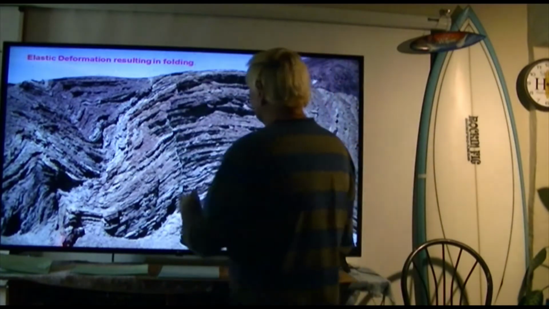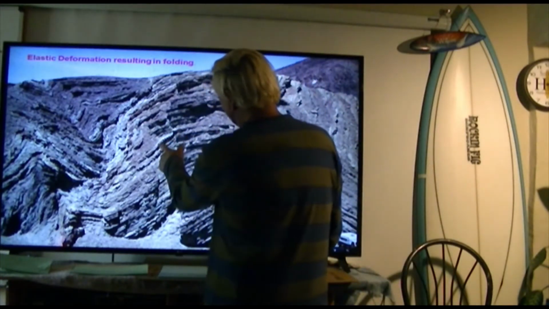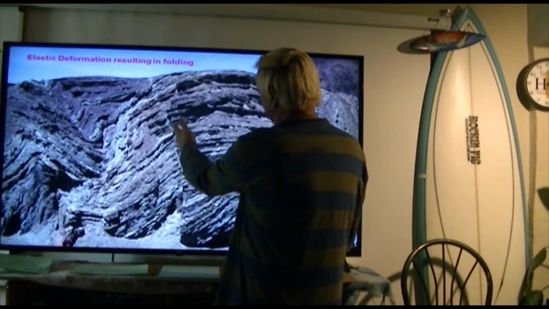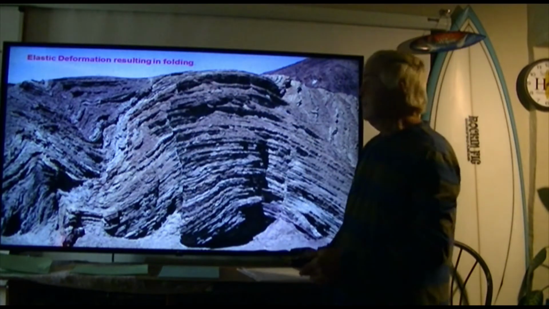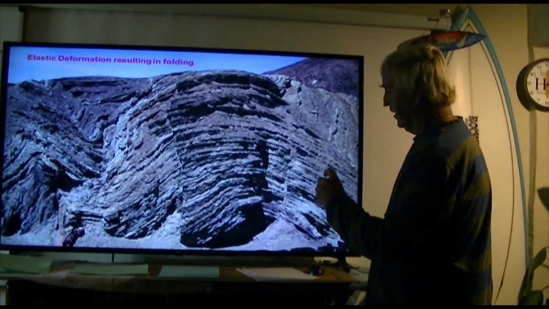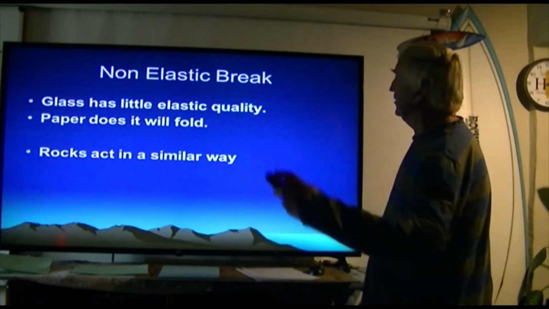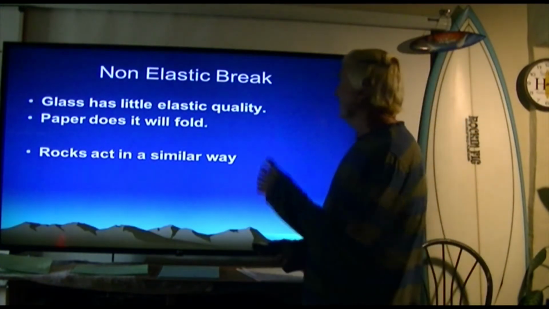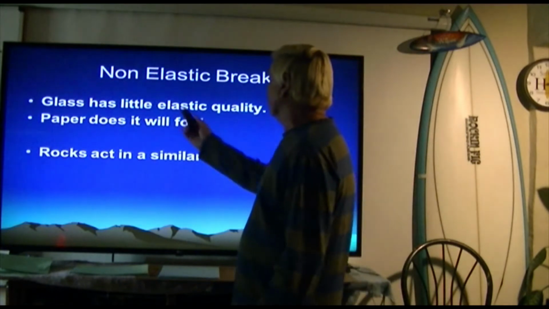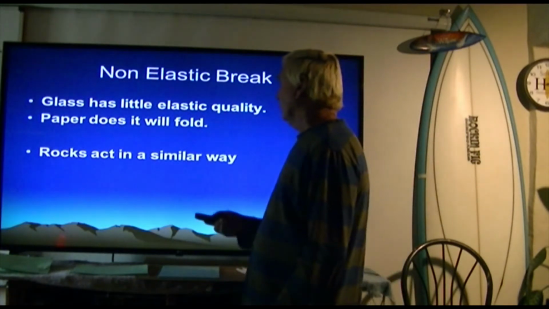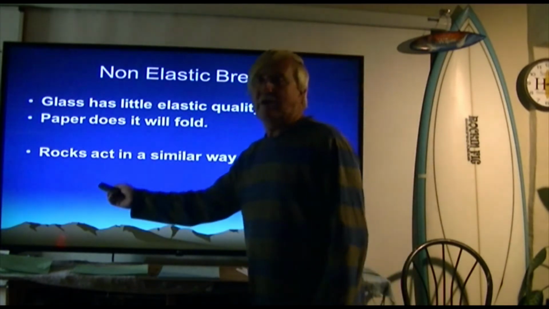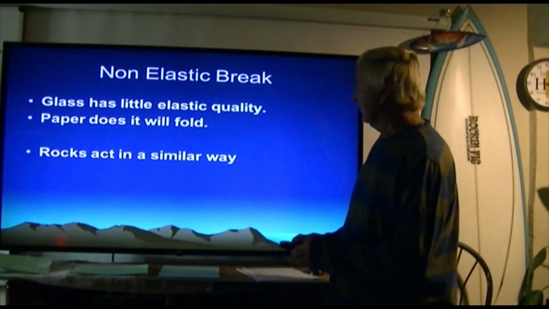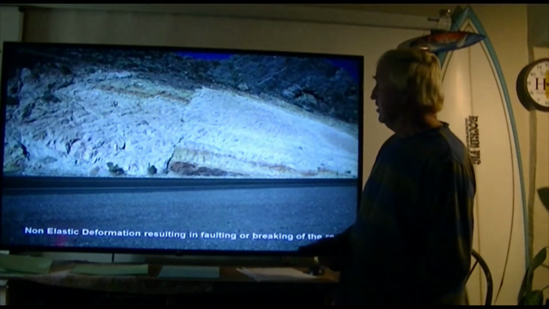So the type of fault that's here is that this ledge here used to be down with this ledge here, and they've been offset, and so therefore that was a good example of a reverse fault. So I have some better pictures. So now elastic break. Glass has a little elastic quality to it. Paper does, it'll fold. Rocks act in a similar way, so it depends on the type of rock, whether it will fold or not. So here's a good example of a fault.